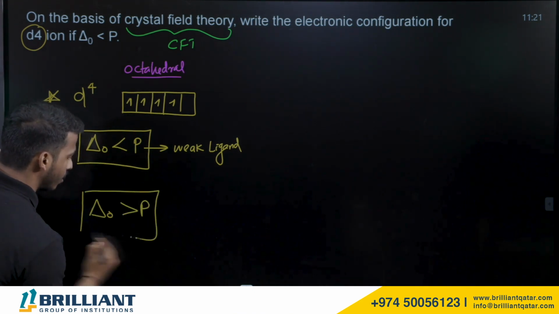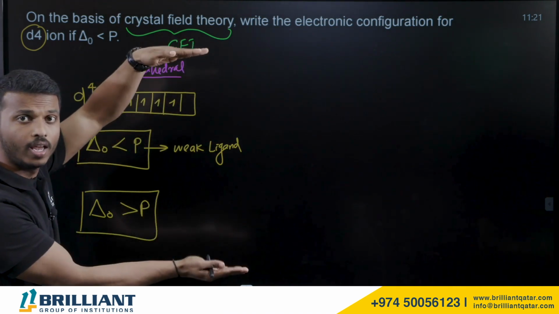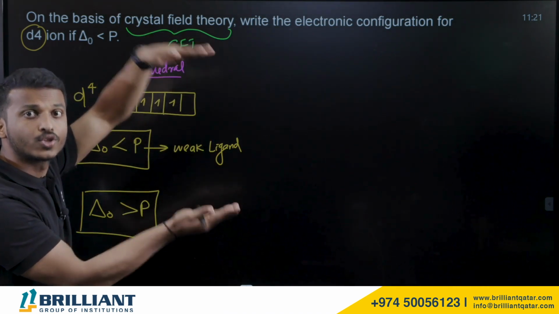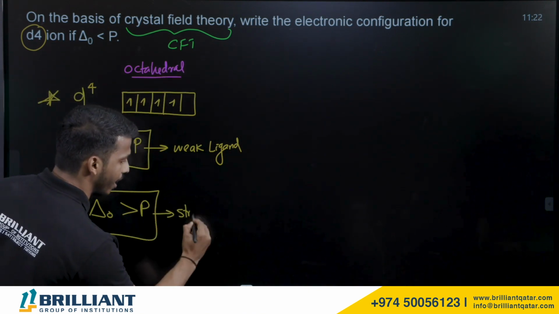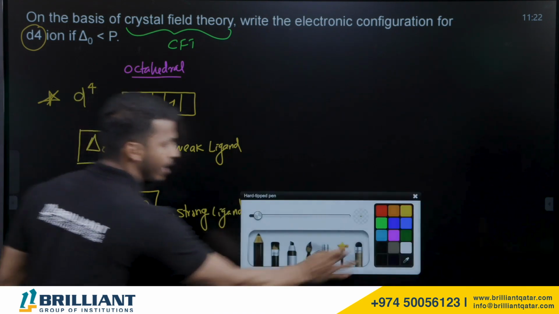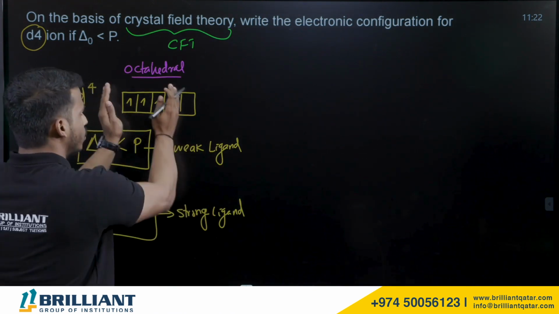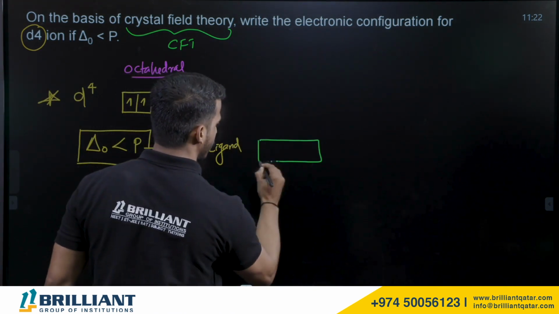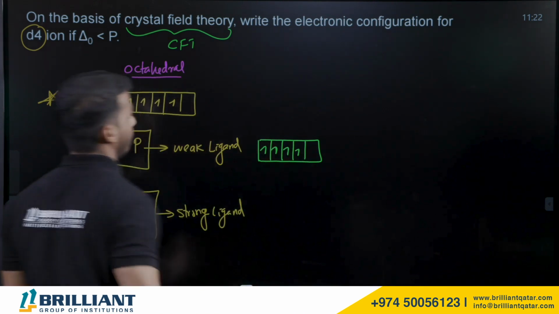Dear students, delta O greater means T2G and EG are far away. It happens only when there is a strong ligand. So delta O greater than pairing energy indirectly means there is a strong ligand. Okay. If there is a weak ligand, dear all, no pairing happens. So take the system as it is. So in total there are 4 electrons. 1, 2, 3, 4. Right.